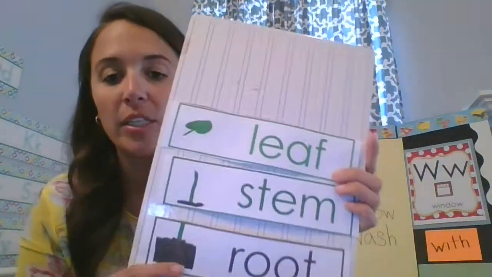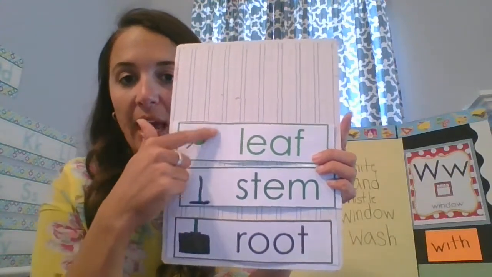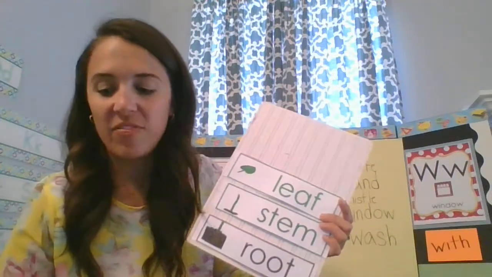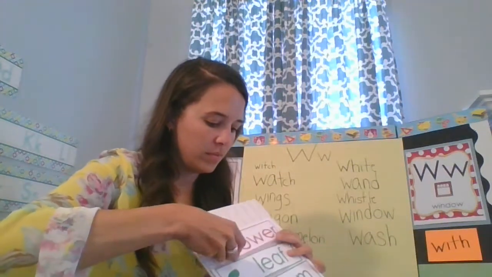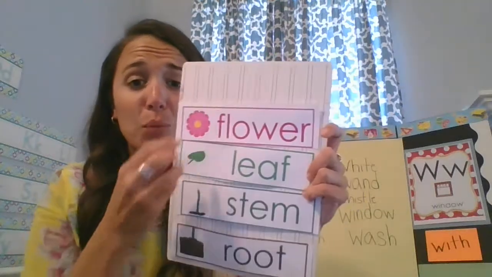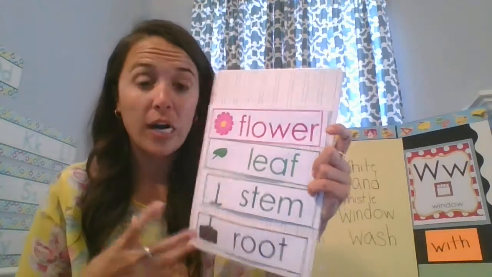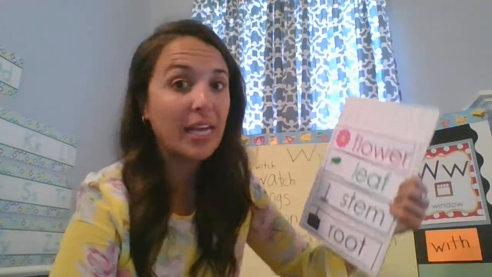So the first part is roots, the second part is the stem, then we have leaves, and then my favorite part. My favorite part is the flower. The flower is the really, really beautiful part that attracts all the butterflies and attracts all the bees. And that's the part that we like and that we like to give people.